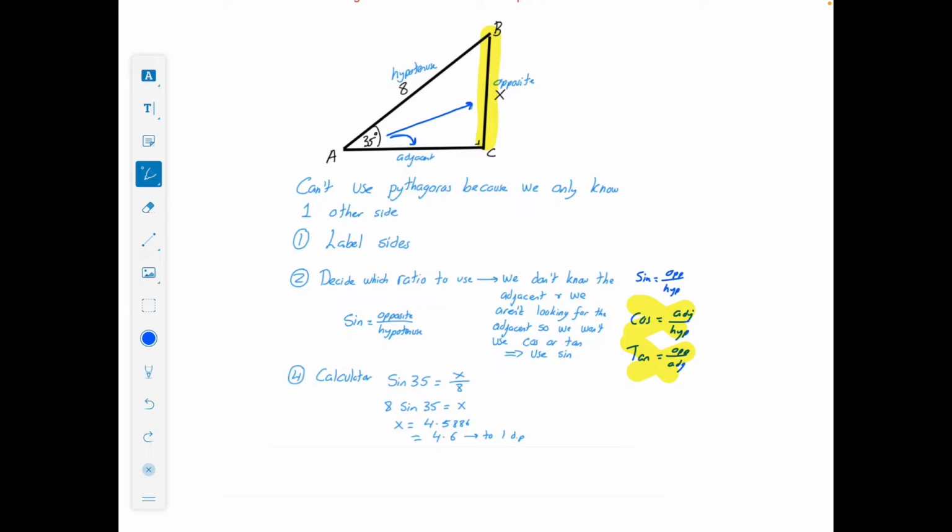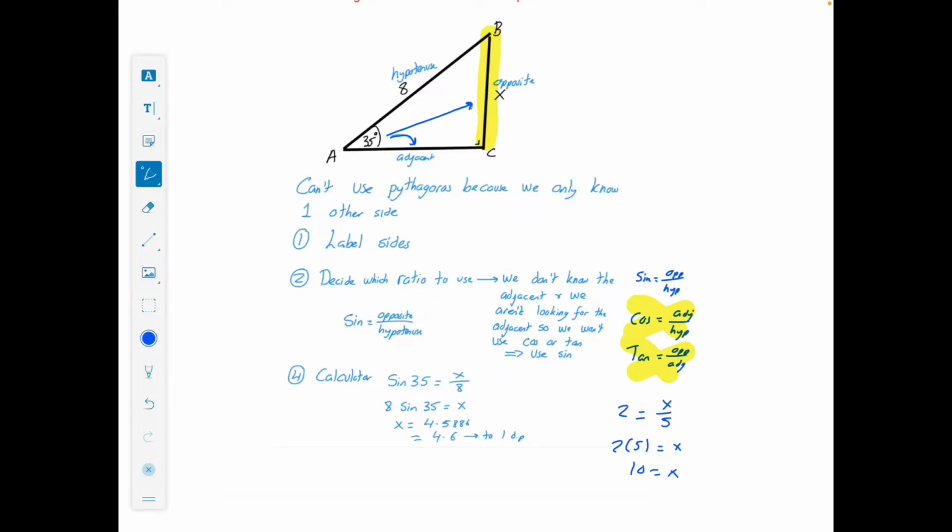Now, I want you to think about this in very simple algebra. So if we have 2 is equal to x over 5, we want the x on its own there, so we're going to multiply both sides by 5. So you'll end up with 2 by 5 is equal to x, so 10 is equal to x.